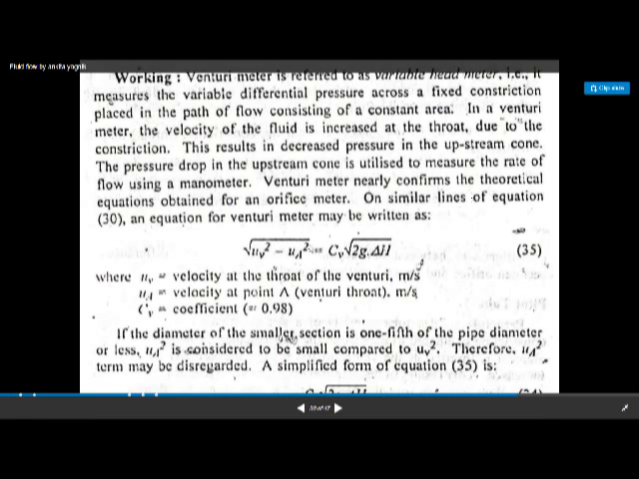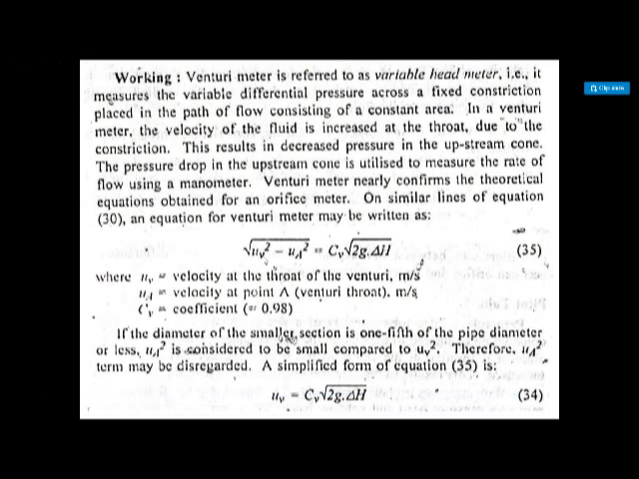So on similar lines you can go for this equation, that is, under root Uv square minus Ua square. Again same, velocity at the throat, जैसे कि velocity at the orifice, वैसे ही velocity at the throat of the venturi minus velocity at point A is equal to Cv, that is the coefficient, under root 2g delta h. Same equation is there, only instead of O V is there, orifice की जगह पे venturi है यहाँ पे. This is only the difference.